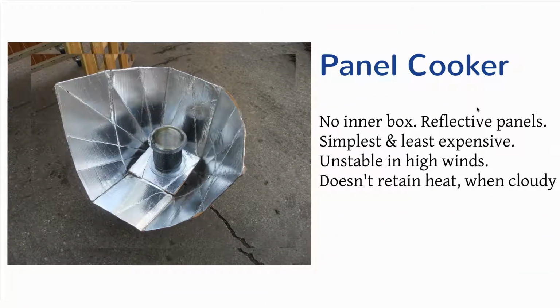You can also have what's called a panel cooker, which looks more complicated because you're trying to direct light from more angles, a bigger aperture, so you're collecting more of the sunlight. There's no inner box in this case. Reflective panels. It's pretty simple. It's the least expensive, the price of just foldable panels. However, something you may not think about, it's unstable in high wind, so if you're outside, you don't have a way to hold it down. So it's something you need to think about.